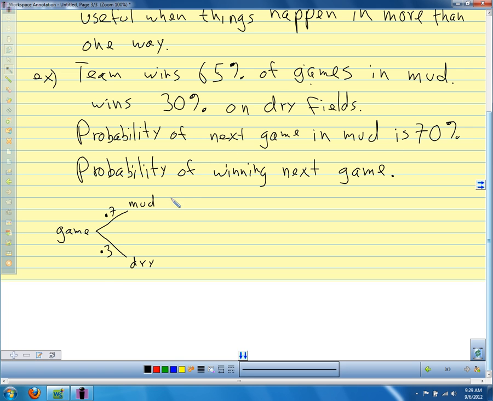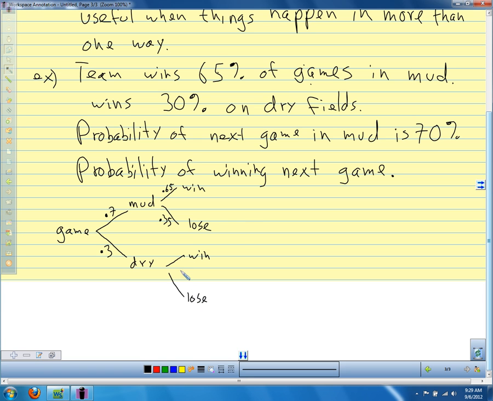That's the only two ways that they can play. Now when they play on mud, they can either win or lose. What's the probability of winning when they play in mud? 65. So I'm going to label this branch 0.65. So what's going to be the probability that they lose on a muddy field? 35. They either win or lose, right? So it has to be 100%. So that's going to be 35% or 0.35. And on the dry field, they win or they lose.